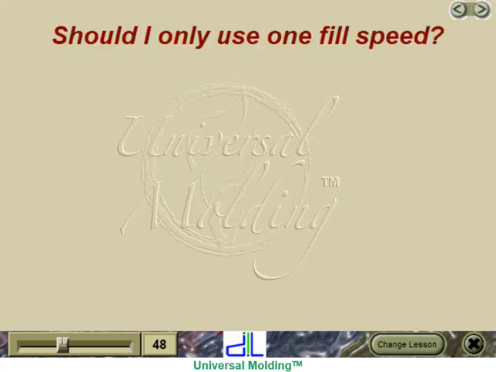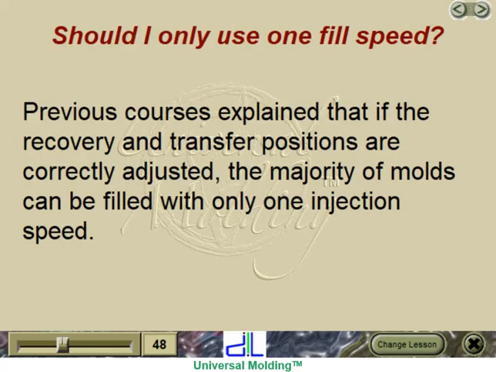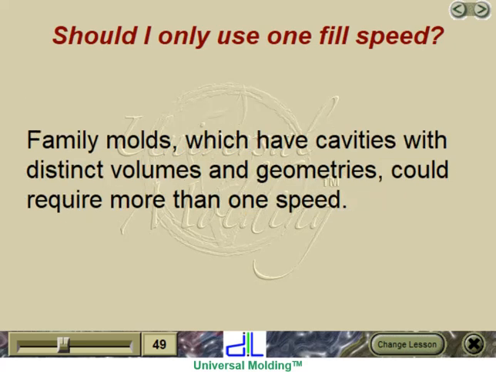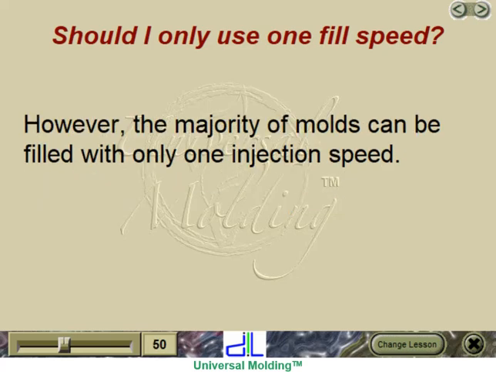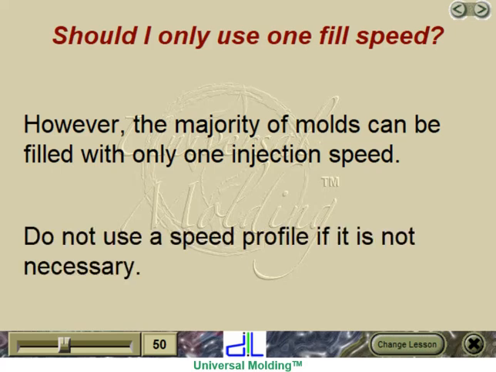Should I only use one fill speed? Previous courses explained that if the recovery and transfer positions are correctly adjusted, the majority of molds can be filled with only one injection speed. Family molds, which have cavities with distinct volumes and geometries, could require more than one speed. However, the majority of molds can be filled with only one injection speed. Do not use a speed profile if it is not necessary.